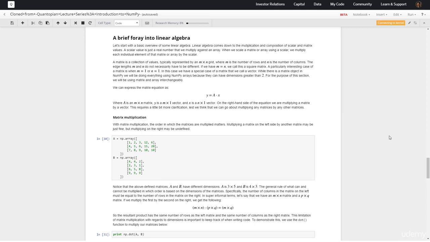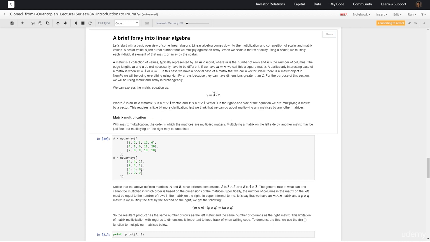While there is a matrix object in NumPy, we will be doing everything using NumPy arrays because they can have dimensions greater than 2. For the purpose of this section, we will be using matrix and array interchangeably. We can express matrix equation as y is equal to A multiplied by x, where A is a m times n matrix, y is a m times 1 vector, and x is the n times 1 vector. Hopefully you remember some of these from high school.